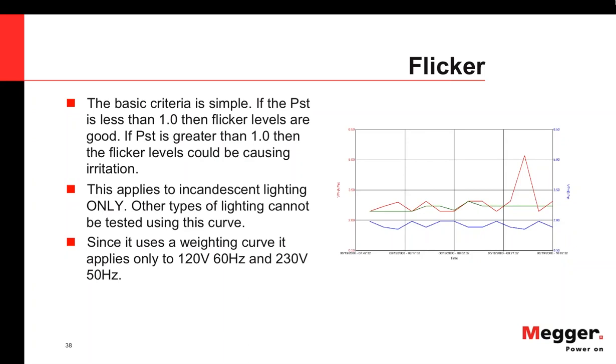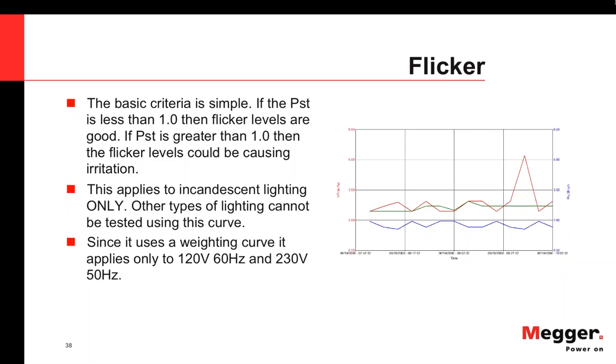Now, with all that said and done, it sounds complicated, but it comes down to something very simple. If you're using an incandescent light, if the PST is greater than 1.0, then the flicker levels can be causing irritation. For the PLT, if the PLT is greater than 0.8, it can be causing irritation. So all that methodology of how it's done comes down to a simple 1.0 or 0.8, depending on what you're looking at. The important thing to keep in mind is this is related to incandescent lights.